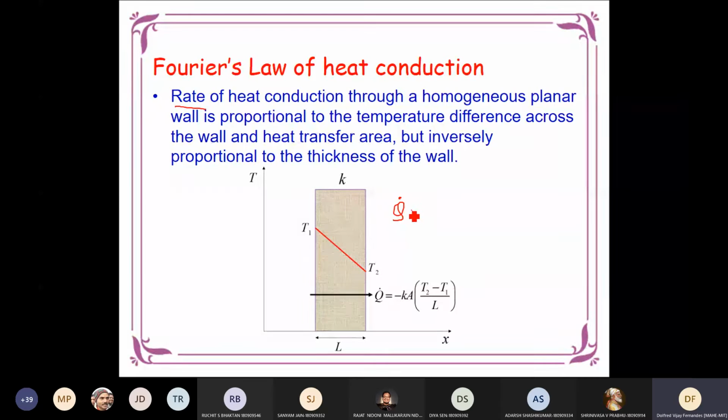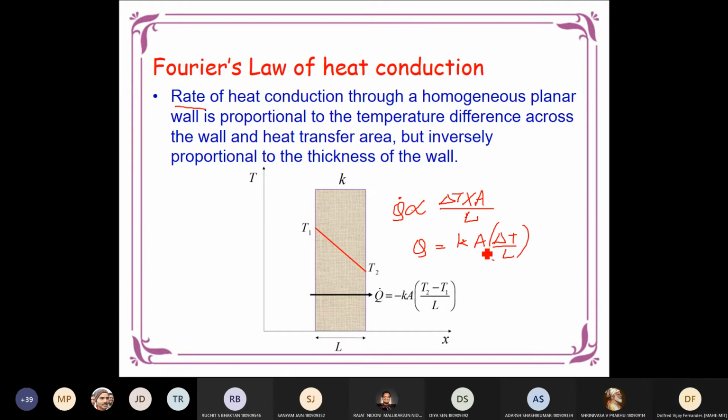So we don't need to put it everywhere, because it is inconvenient every time. Q, the conduction, is proportional to the temperature difference delta T and the area, and inversely proportional to the thickness of the wall. The proportionality constant here is the thermal conductivity. So Q equals K A delta T by L.